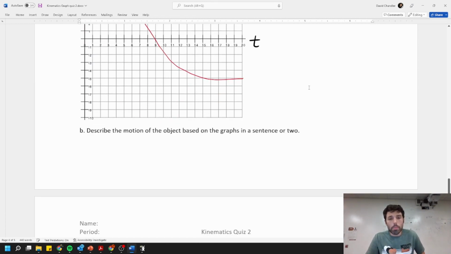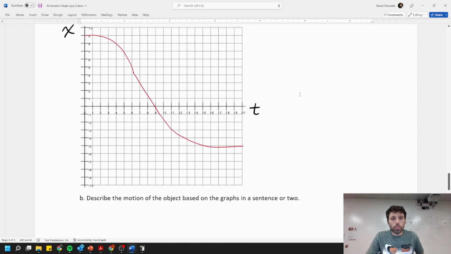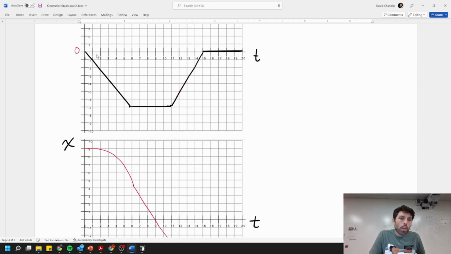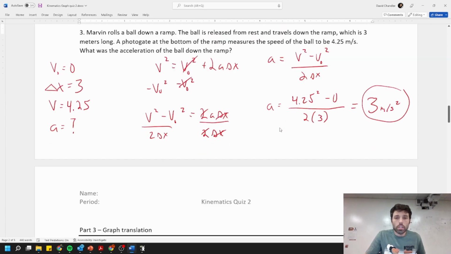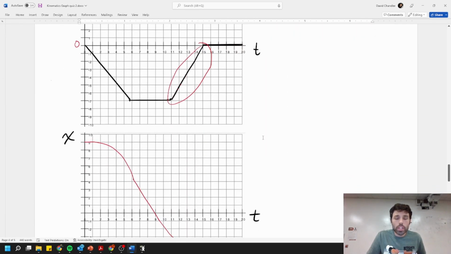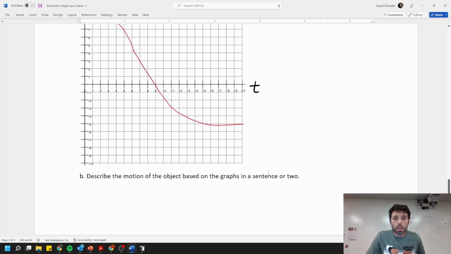Describe the motion of the object based on the graph in a sentence or two. So I'll say it again. We speed up in the negative direction for about 6 seconds, looks like. Then we have constant velocity in the negative direction for another 5 seconds. We then slow down while moving in the negative direction for about 4 seconds. We then come to rest at 15 seconds, and then we're at rest the rest of the time. There you go.